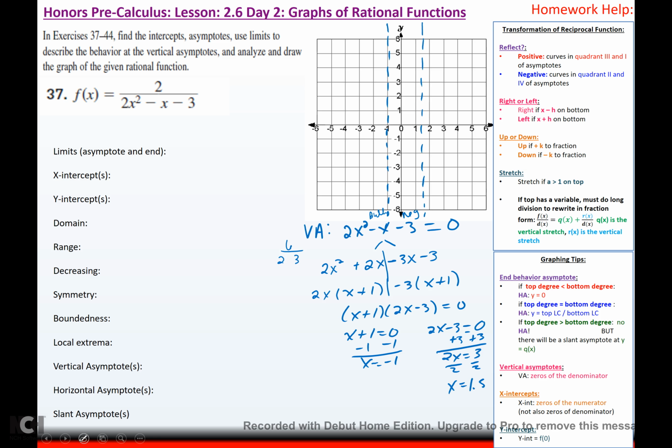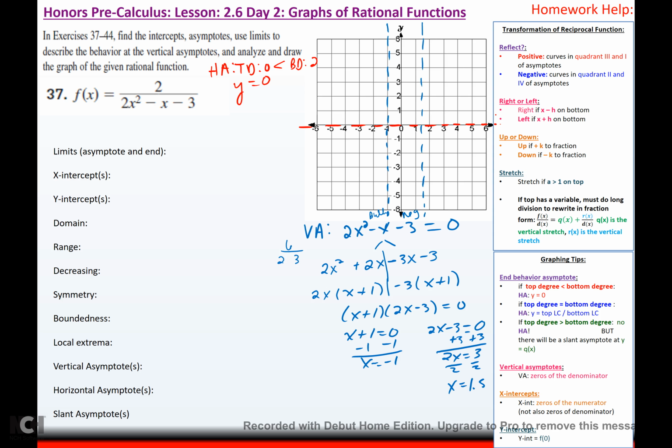Okay, to get my horizontal asymptotes, I look at the degree. My top degree is 0. My bottom degree is 2. Top degree is smaller than bottom degree, so my horizontal asymptote is at y equals 0.